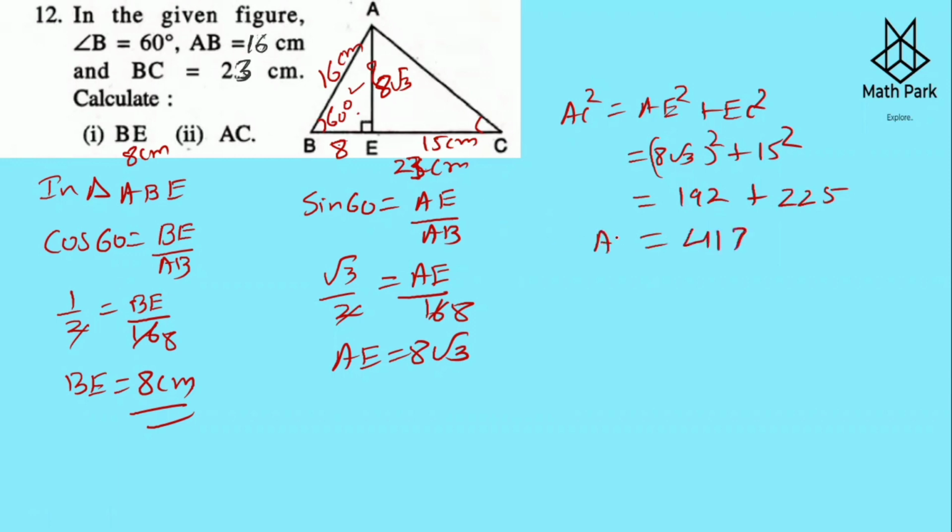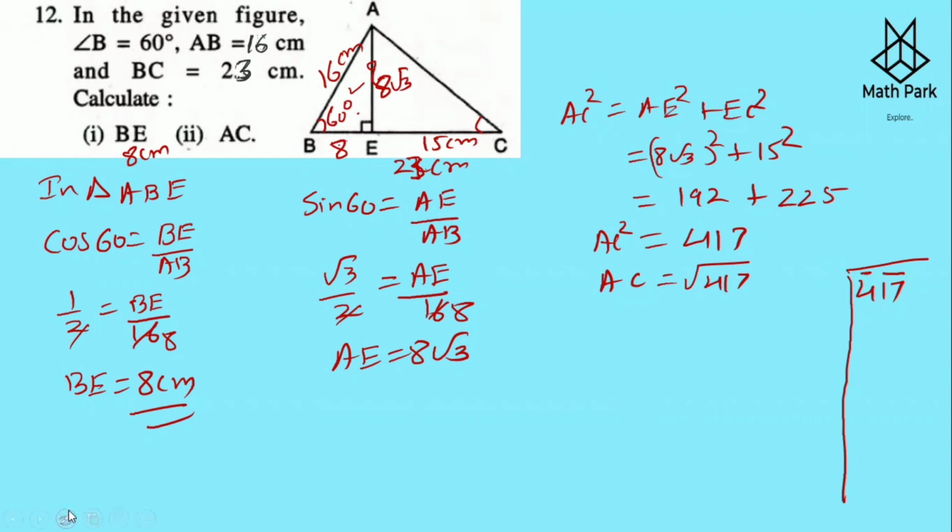Now you got AC square is equal to 417. So AC is equal to root of 417. So let us do root of 417 by long division method. So we pair it, 4 is left. So we have 2 2s are 4.